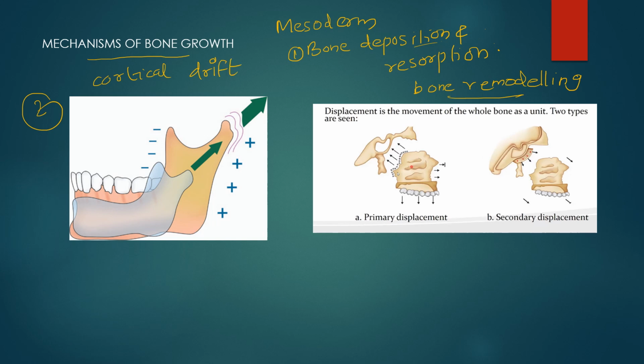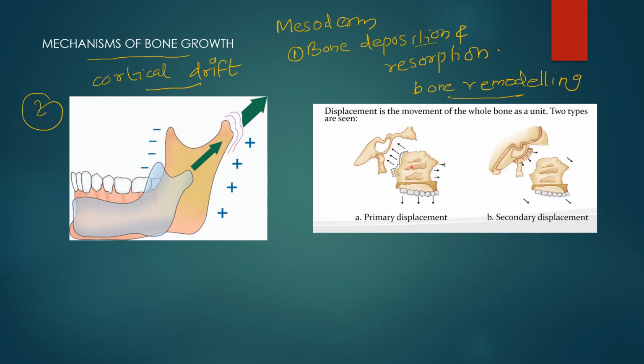Cortical drift. So cortical drift means a combination of bone deposition and bone resorption resulting in a growth movement towards the depositing side. The depositing surface is called cortical drift.